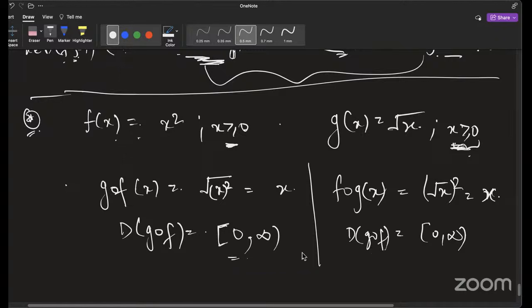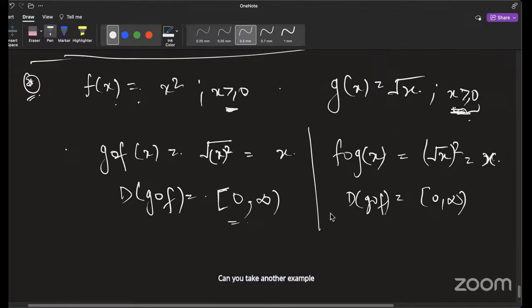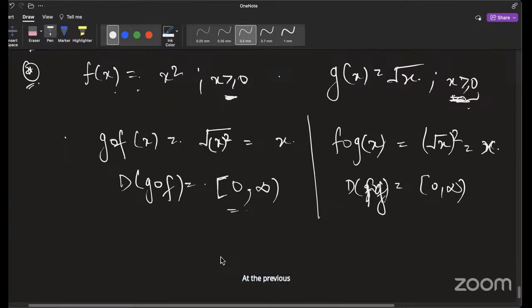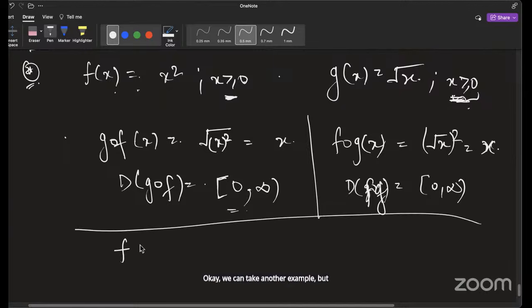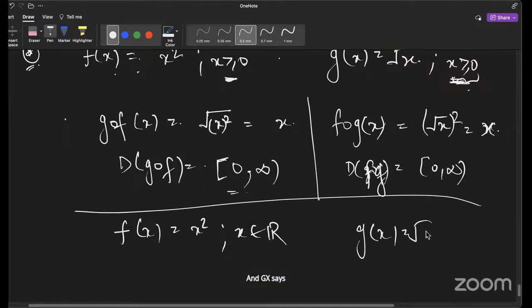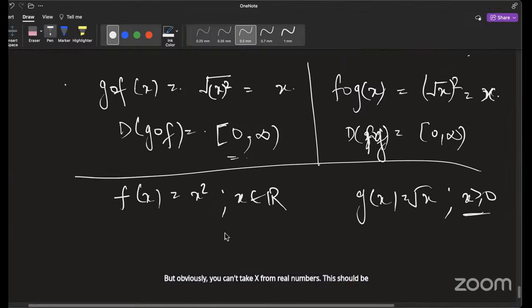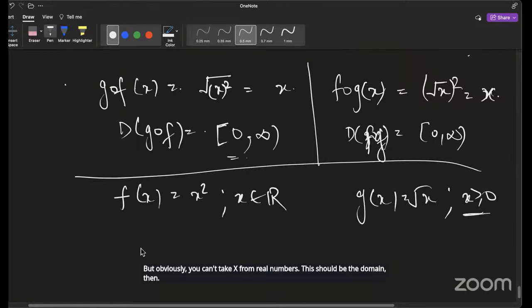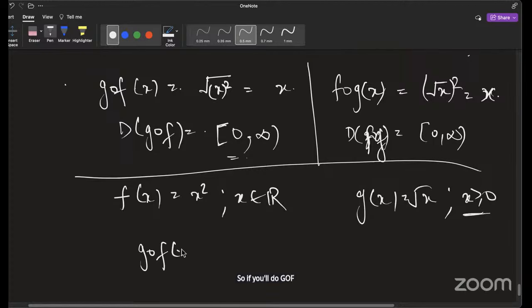Ma'am, can you take another example? Okay, let me take another example, but before that, I want you to take this one first. Let's take x square for x belonging to real numbers. This time we're taking real numbers and gx as root x, where obviously you can't take x from real numbers. This should be the domain then. So if you do GOF this time, what is it going to be?